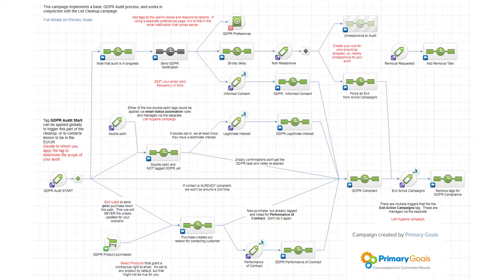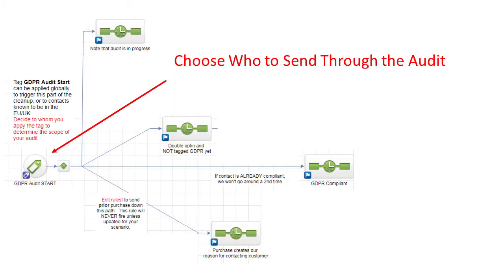Like so many powerful campaigns, it's a lot to take in all at once, so we're going to break it down so that it's easier to understand and also so that you can either build it yourself or configure it to your liking by starting with the one that I have to offer. The campaign starts with your decision on who you want to send through the audit. By applying the tag GDPR Audit Start, contacts will begin the process.